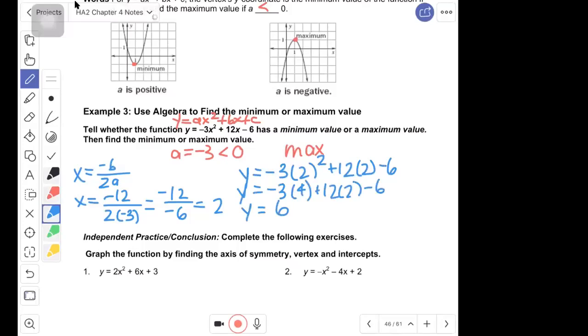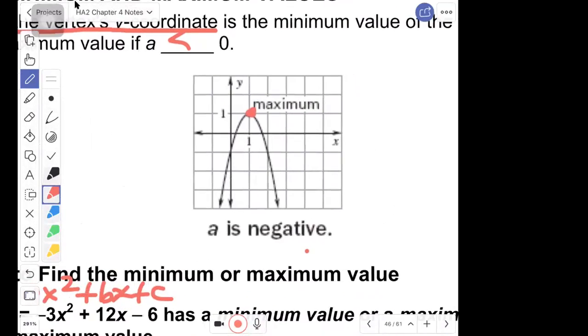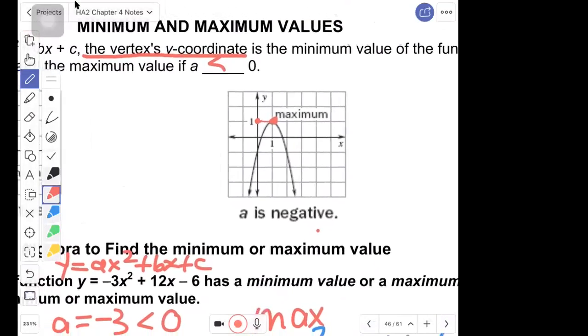But the vertex isn't the min or max value. We look above, the vertex's y coordinate is what the min or max value is. So we know we're having a max here, but our max value is 6. Because think about it. If we're looking at this graph here, we know our vertex is at 1, 1, but the value of the max, we would go over to that 1. We wouldn't say the max is at the vertex. We'd say it's at 1 because we can see it's at 1. That's how high the graph is going, to 1.